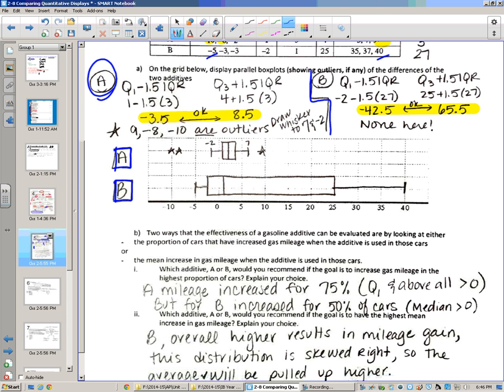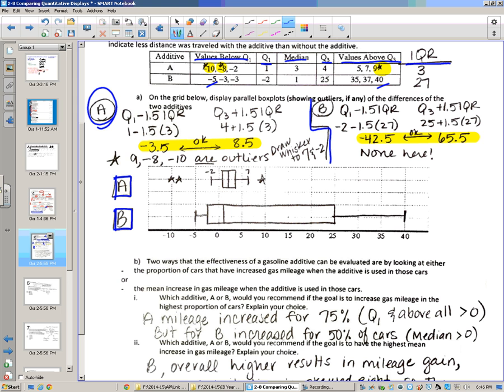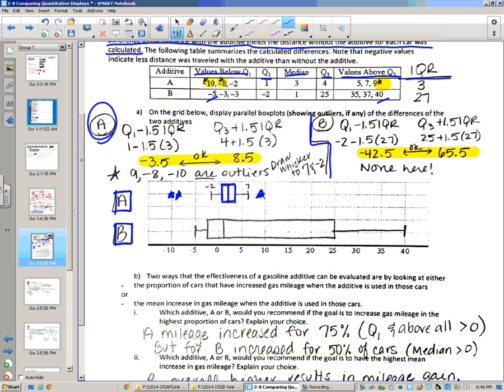Okay, so I first began by making the box. I estimated where my quartiles and median would be. Then I labeled my outliers with stars. And then I went back and looked at my list for list A, and I said, okay, if this is an outlier and this is an outlier, then this is where I draw my whisker to. So that's why I drew my whisker to negative 2.